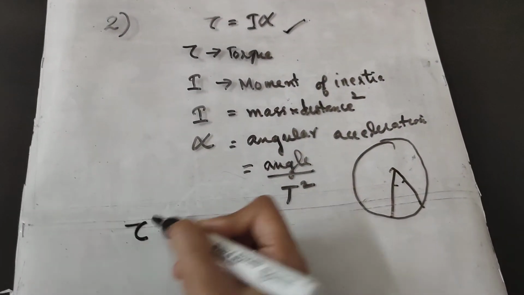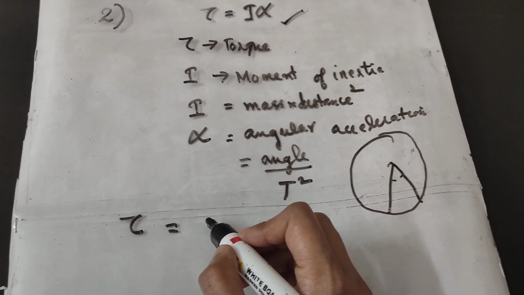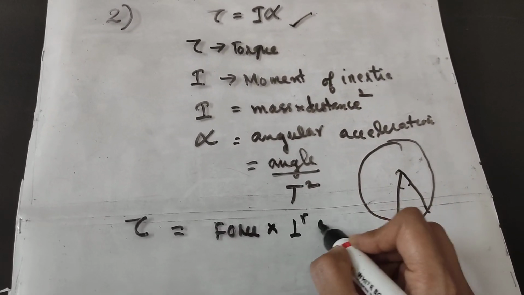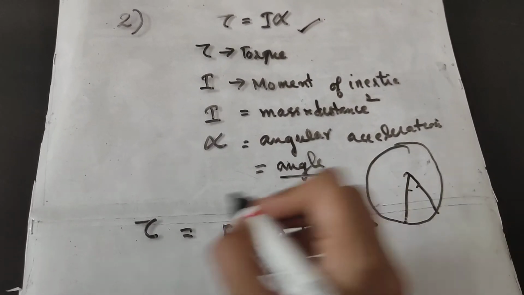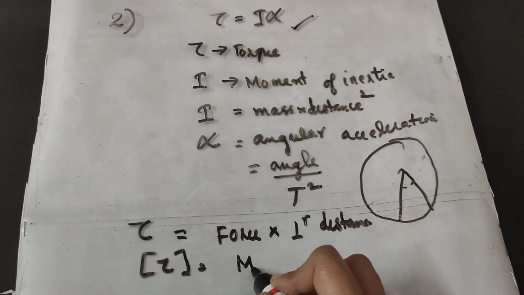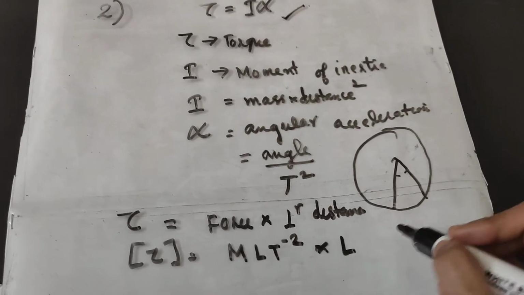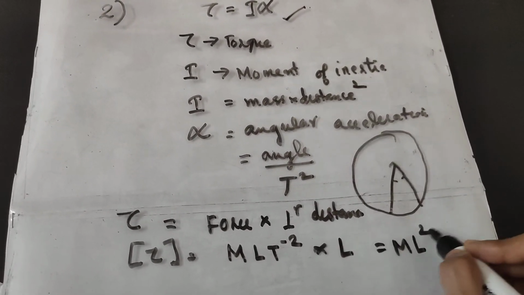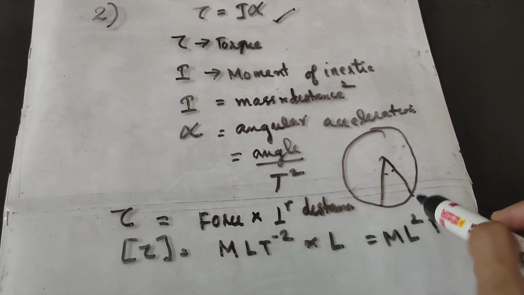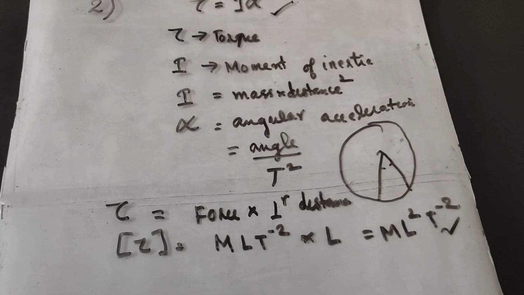Tau is equal to torque. What is the equation for torque? Do you remember the equation? Torque is equal to force into perpendicular distance. So the dimension of tau is equal to force, whose dimension is MLT raised to minus 2, into distance, which is L. So its dimension is ML square T raised to minus 2. We have already derived this before. So the dimension of torque is ML square T raised to minus 2.